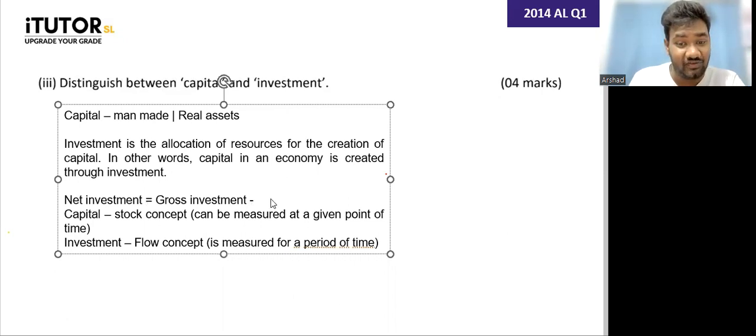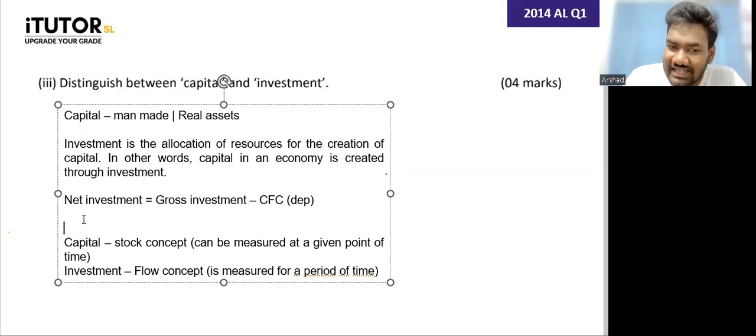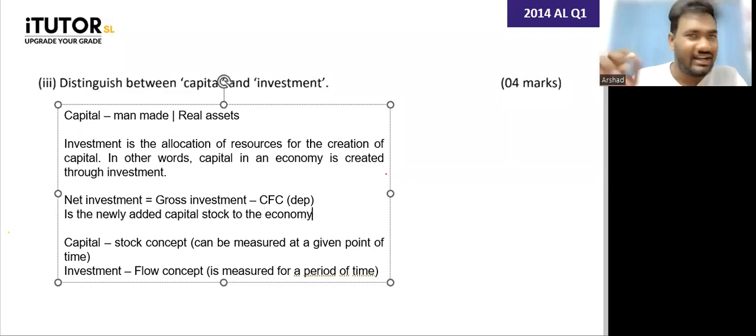Minus from your gross investment. If you deduct, what do you get? Net investment is gross investment minus capital depreciation, consumption of fixed capital, in other words, depreciation. So then what is net investment, guys? You can say net investment is the newly added capital stock to the economy. Now, what does that mean?